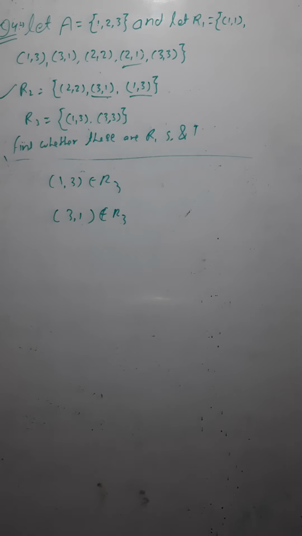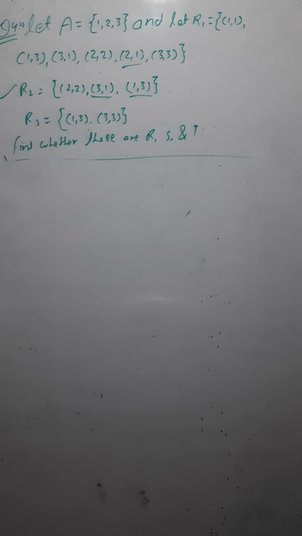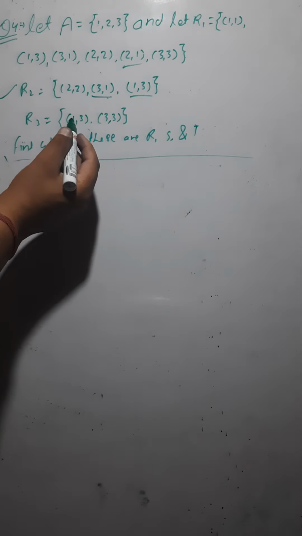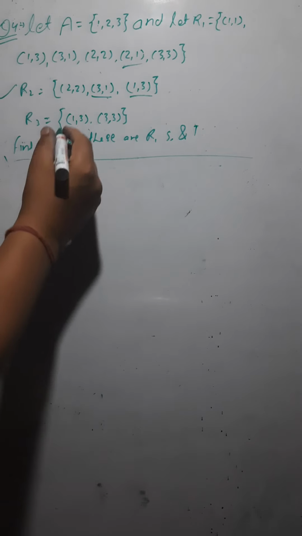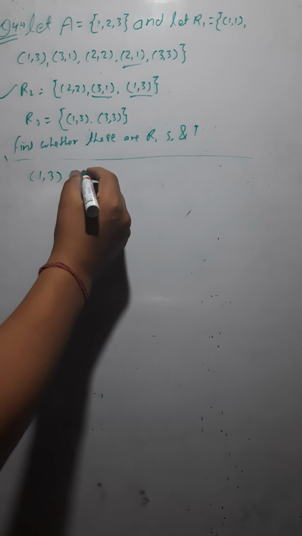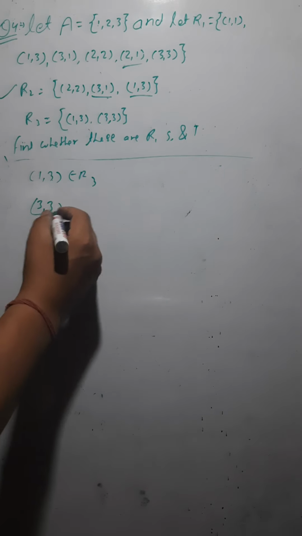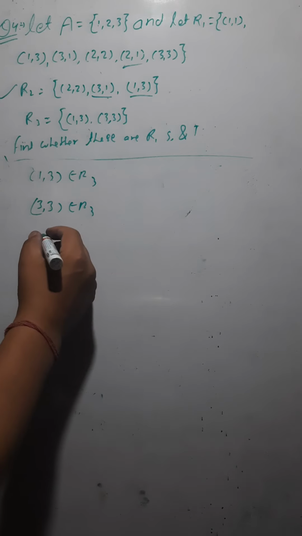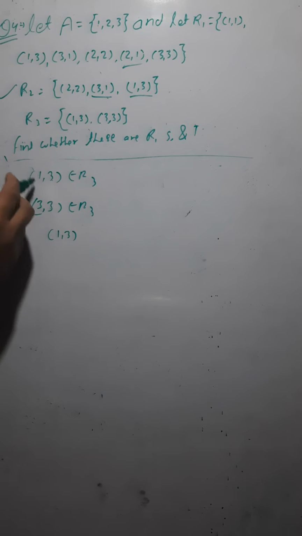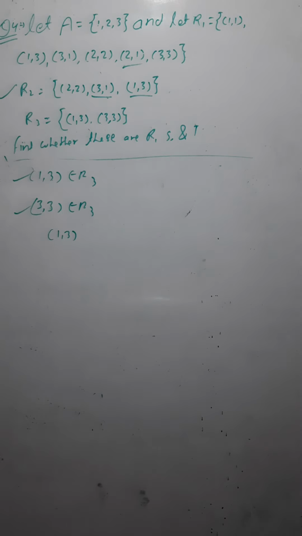Now we would check whether this is transitive or not. How would you check whether it is transitive or not? Take these two elements. 1 3 is there in the relation R3. Now the next element I would take is 3 comma 3, which is also there in the relation. Both ordered pairs I have taken, 1 comma 3 and 3 comma 3, are there.